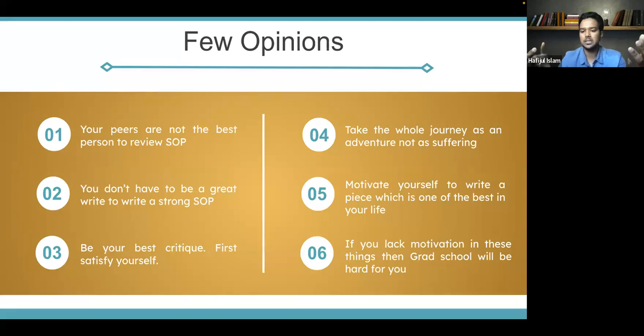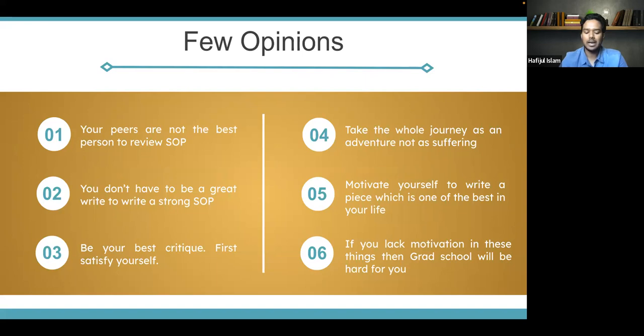When you finish this SOP, you will really like yourself, thinking, yeah, I have written this. It's a good experience. You will feel good. So do not take this as a torment or suffering, but enjoy the process and take your time. It will be helpful. And if you find this kind of work repels you, grad school will be tough for you, because there will be a lot of things which you do not like at all, but you have to do. Those are the things that are important.